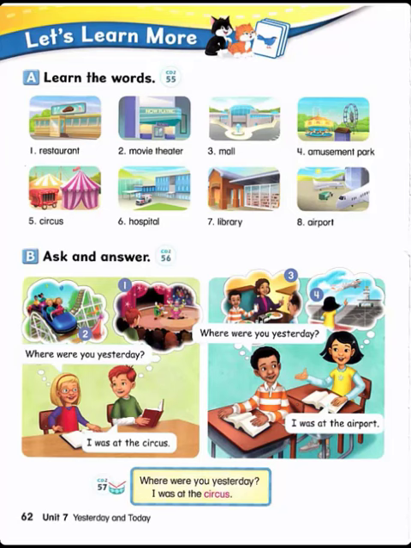Page 62. Drum track. Where were you yesterday? I was at the circus. Where were you yesterday? I was at the amusement park. Where were you yesterday? I was at a restaurant. Where were you yesterday? I was at the airport.